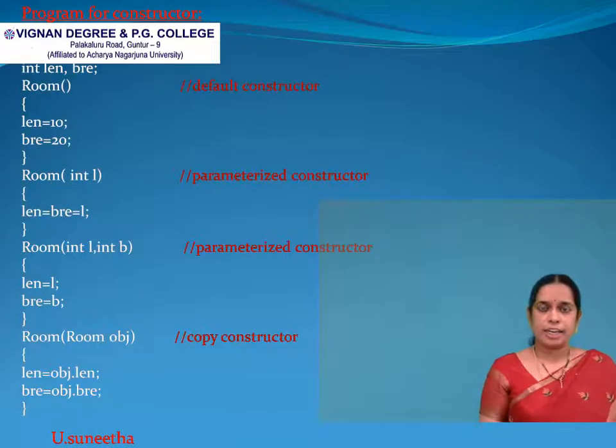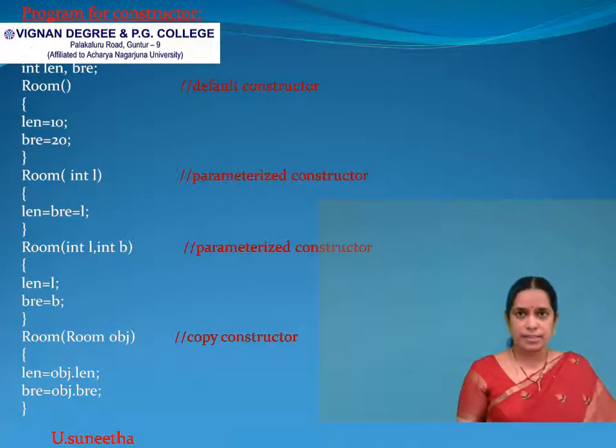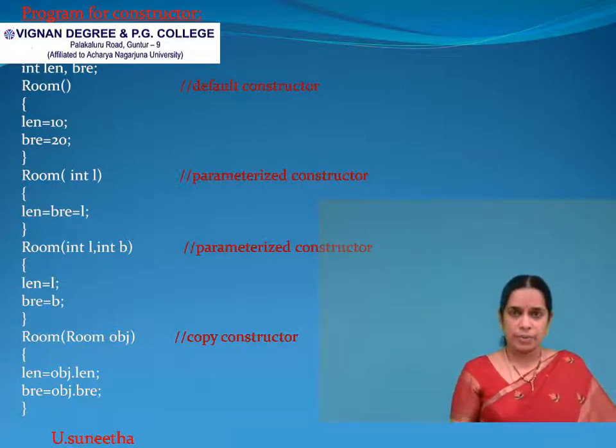As an example regarding constructors, in this constructor example there are two classes. The name of the first class is room and the name of the second class is mroom.